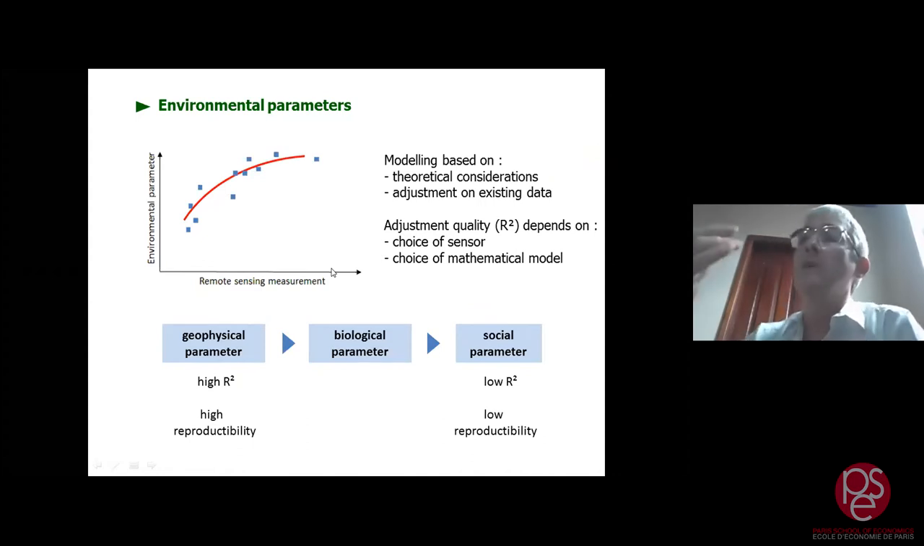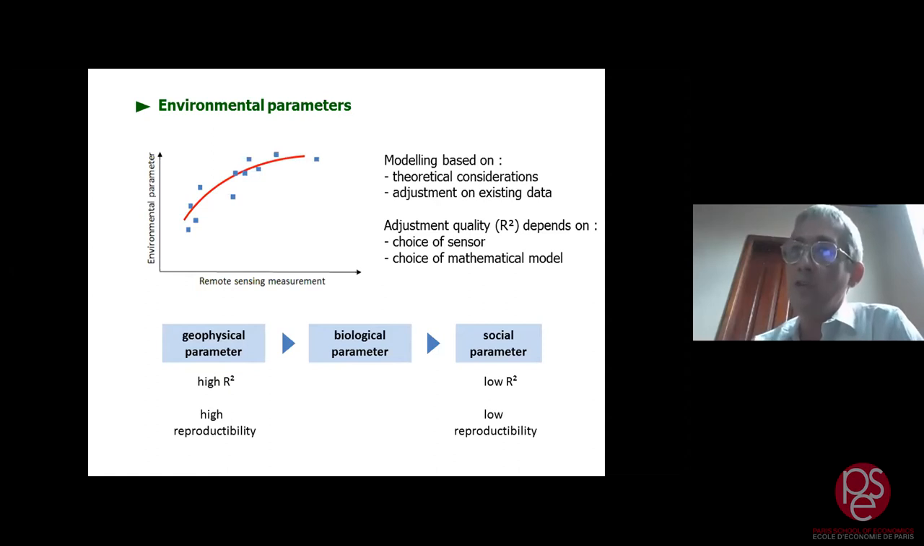So there are two conditions. The first one is to choose the right sensor, which is able to measure something which can be correlated with the parameter we are considering. The other aspect is to be able to model with a mathematical equation the relationship, the correlation, between the input measurement and the parameter we want to map. The elaboration of the mathematical model can be based both on theoretical considerations, because we have some theoretical knowledge about the phenomenon, and on adjustment to existing data, which can be collected in some places. In most cases, we have both contributions of theory and observation to build models which can be, to some extent, extrapolated to the region.